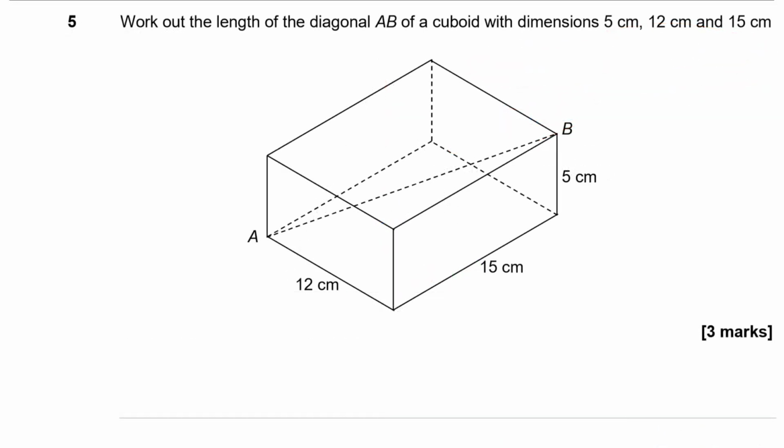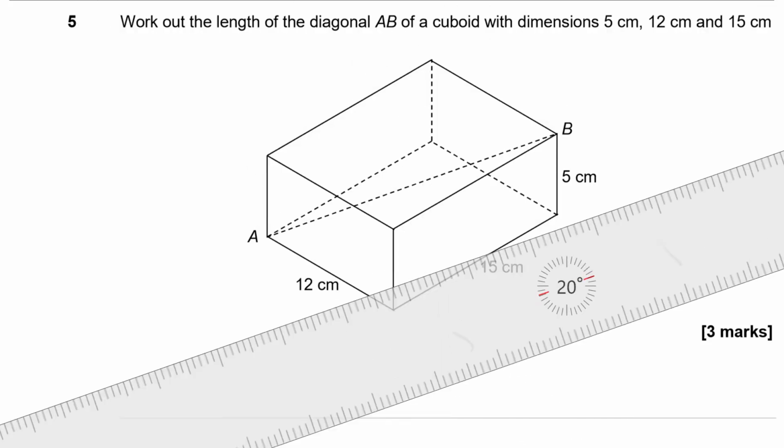Question 5. Work out the length of the diagonal AB of a cuboid with dimensions 5, 12 and 15. So basically it's that long diagonal that's going all the way through the cuboid from one corner to the opposite corner. Now I'm going to show you a long way and a fast way of doing this. Let's start with the longer way of doing it.